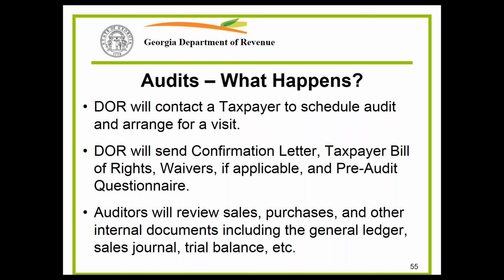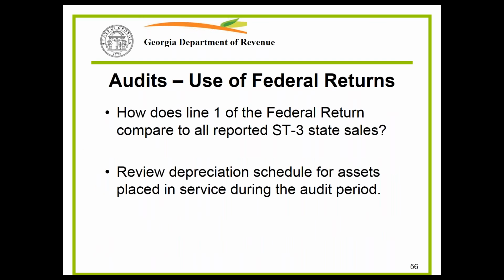The third bullet point lists some of the types of documents that an auditor would look for: records of purchases, sales, general ledger, sales journal, trial balance. They may look at a federal income tax return to compare the numbers to see if everything matches up with what we would expect to see in the world of sales tax.